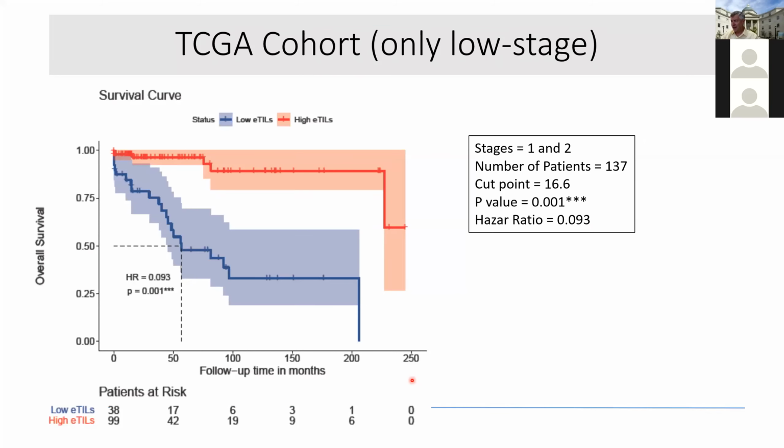So here's a TCGA cohort. It does really nicely. These are all stage 1 and stage 2 patients, and it's 137 patients, so almost twice the number of the Columbia cohort, the same cut point, and now a hazard ratio similar to the Yale hazard ratio of 0.93. This was, again, a whole slide study.